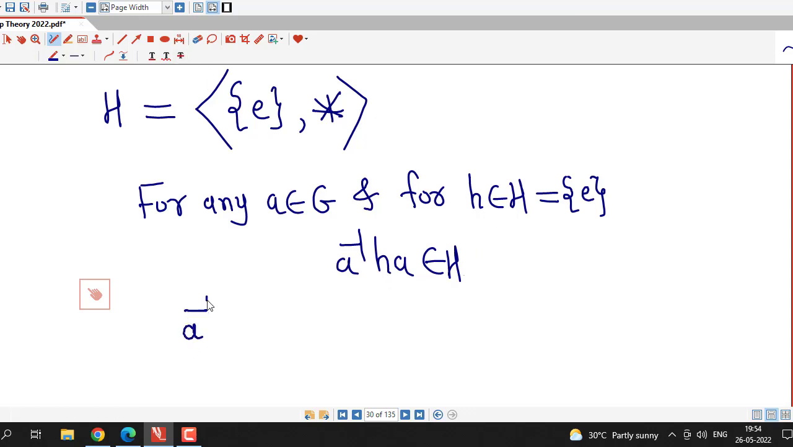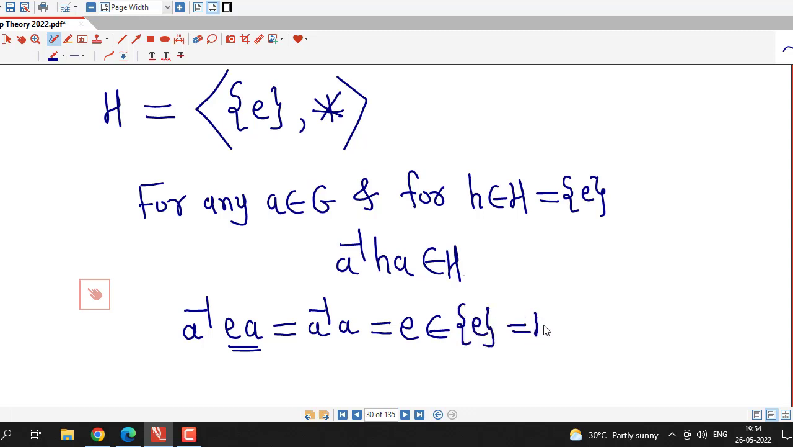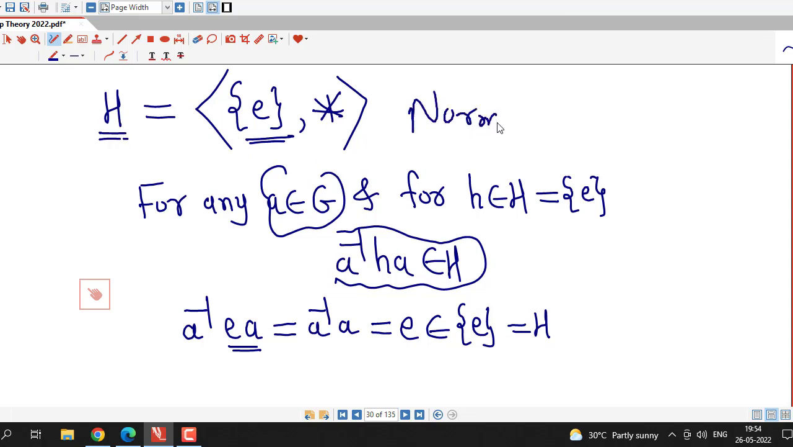So I take H equal to E, A inverse E times A. Now because E is the identity element, E into A will be equal to A by the definition of identity. And by the definition of inverse, this is equal to E, and this is in this set, which is our subgroup. So this condition is satisfied for every element of group G and for the one element of this subgroup H. Therefore this is a normal subgroup of group G.